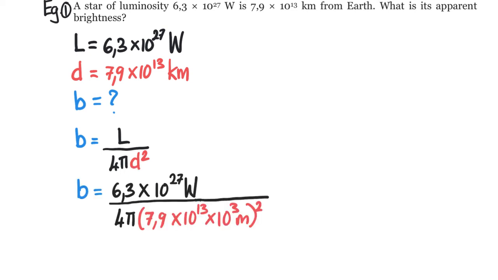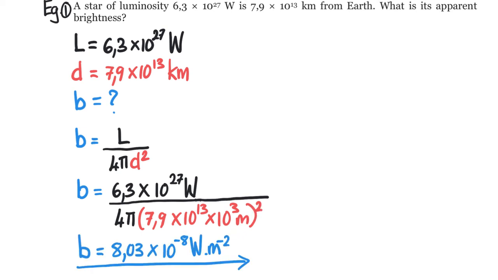Substituting in for the values, for L, 6,3 times 10 to the 27 watts. For the distance, 7,9 times 10 to the 13 kilometers. But as I've mentioned, each kilometer is 10 to the 3 meters, or 1,000 meters, and this distance has to be in meters. So we multiply by 10 to the 3, and don't forget the square. This gives us a value for the apparent brightness on the Earth's surface of 8,03 times 10 to the negative 8 watts per square meter.